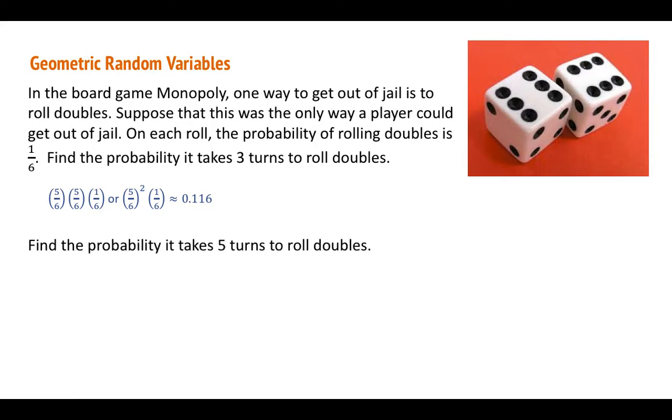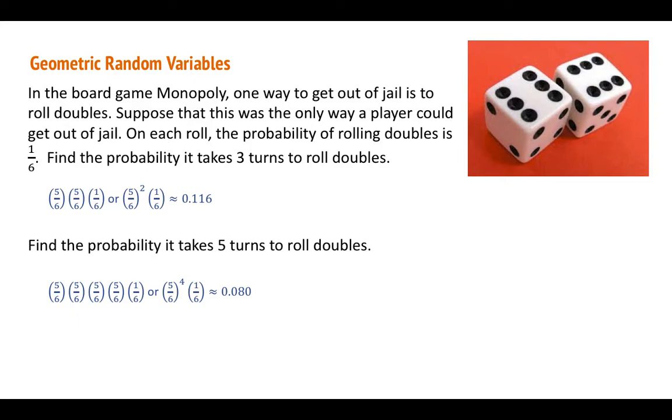How about the probability it takes 5 turns to roll doubles? So that means a person did not roll doubles 4 times in a row and then rolled doubles. So 5/6 to the fourth and then times 1/6. So about an 8% chance of that happening.